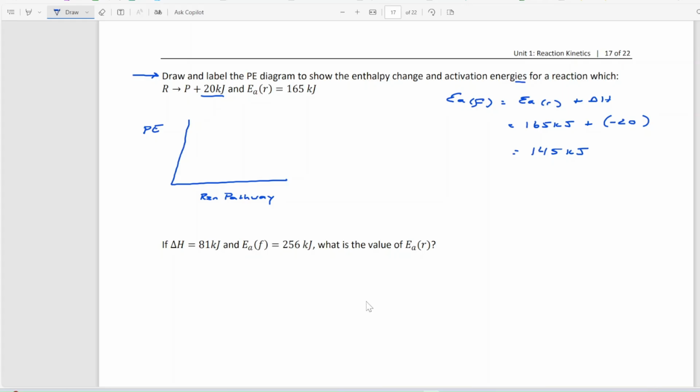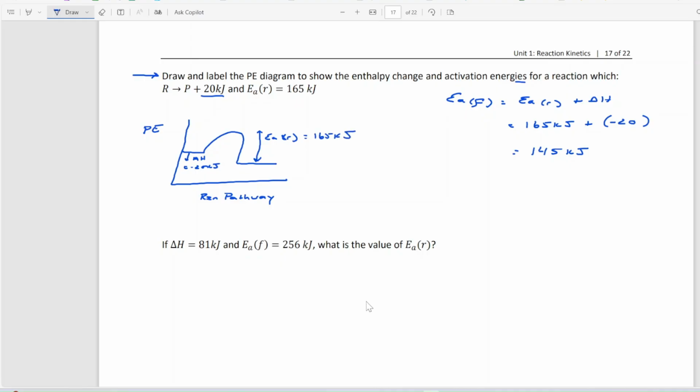But I know that my forwards reaction, because it's exothermic, is going to be a step down. So I'm just going to roughly sketch this with a step down. I'm going to label on here that I have a delta H in my forwards reaction of negative 20 kilojoules. And I know that my activation energy in reverse is equal to 165 kilojoules.